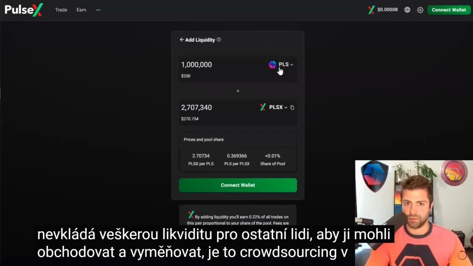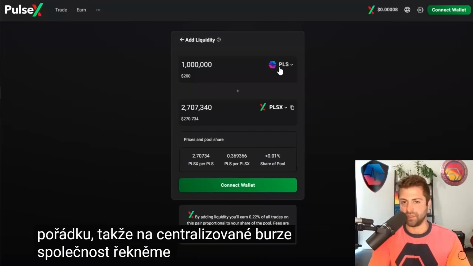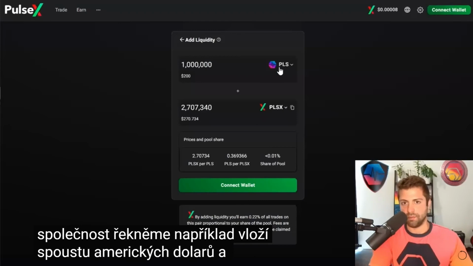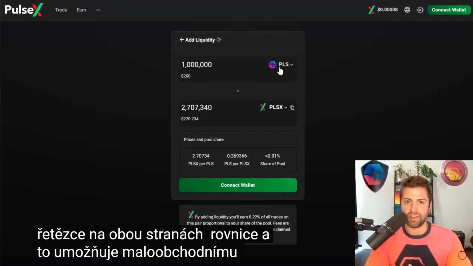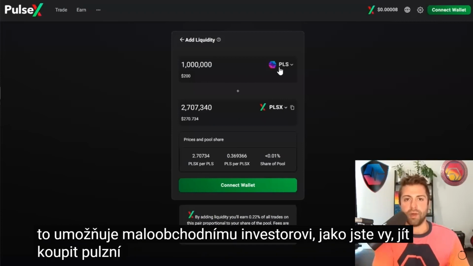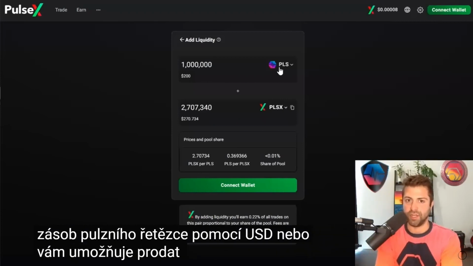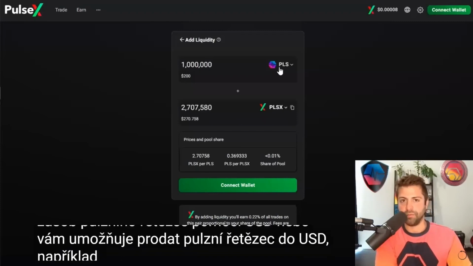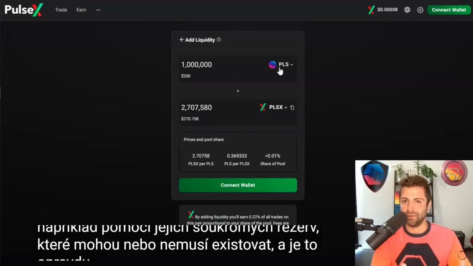It's crowdsourced, okay? So on a centralized exchange, the company, let's say, for example, puts up a bunch of US dollars and a bunch of PulseChain on both sides of the equation, and that lets the retail investor like you go buy PulseChain from their reserves of PulseChain using USD, or it lets you sell PulseChain into USD, for example, using their private reserves that may or may not exist, and it's really, really scammy, okay?